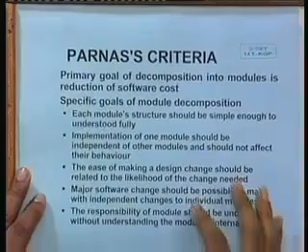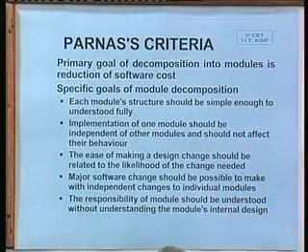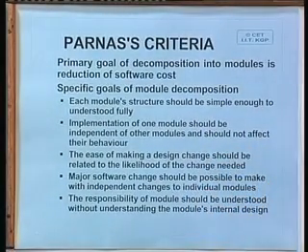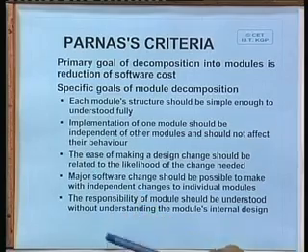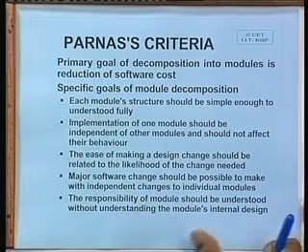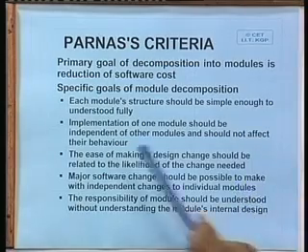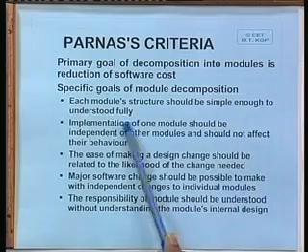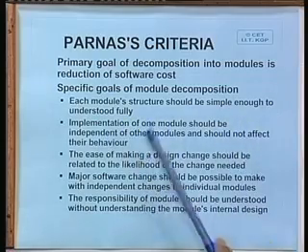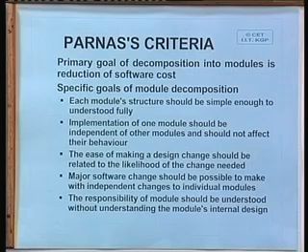Then there is a set of criteria known as Parnas criteria. The basic idea about Parnas criteria is that there are 5 basic points for modularization. The first thing is that the primary goal of decomposition into modules is the reduction of software costs. So, one needs to reduce the cost of the software to be developed. But there are some specific goals. The first one: each module structure should be simple enough to be understood fully. Each module should be simple.